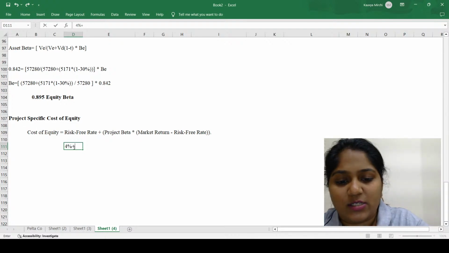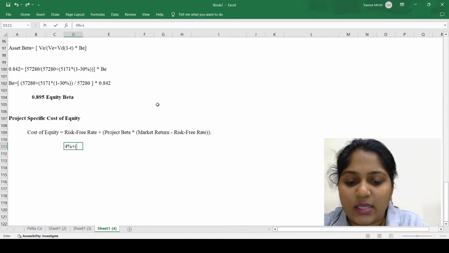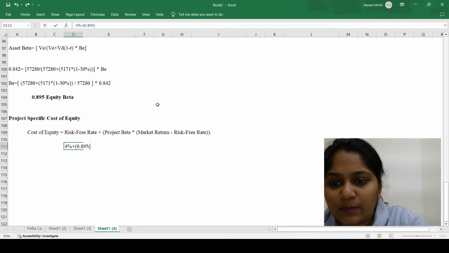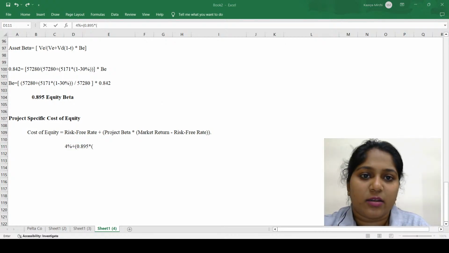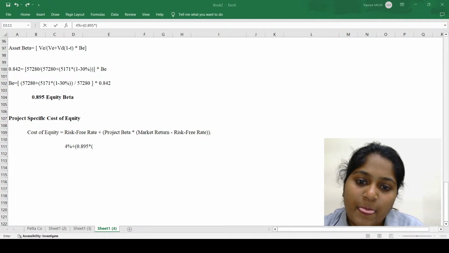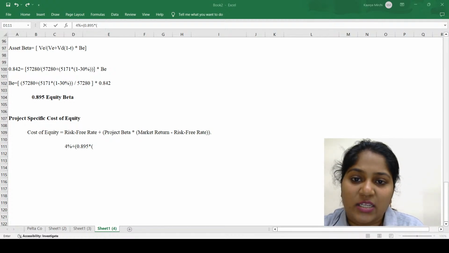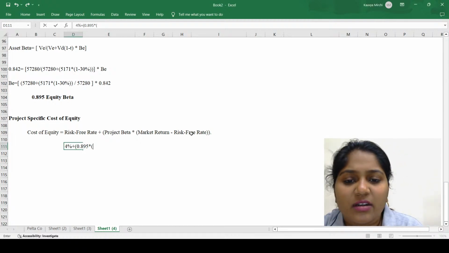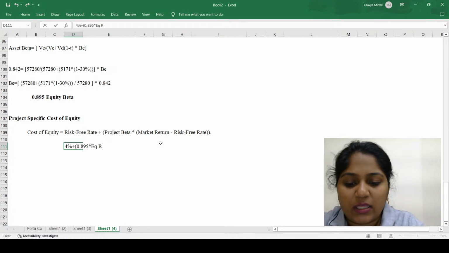4 percent plus, open the bracket, the project beta, which we have already calculated, the project beta is 0.895, multiplied with the market return that we can expect. Did they directly give the equity risk premium, that is market return minus risk-free return? They have directly given the equity risk premium, which is 5 percent.